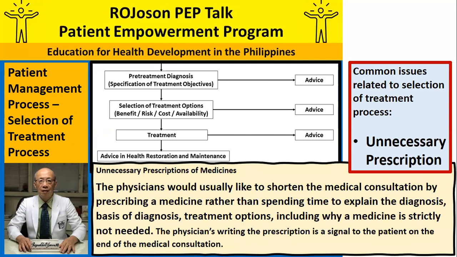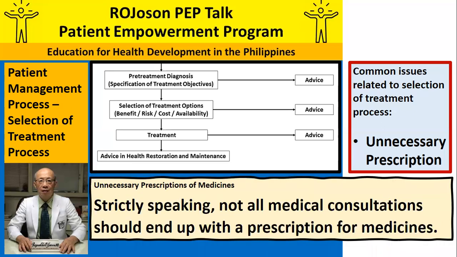The physicians would usually like to shorten the medical consultation by prescribing a medicine rather than spending time to explain the diagnosis, basis of diagnosis, treatment options, including why a medicine is strictly not needed. The physician writing the prescription is a signal to the patient of the end of the medical consultation.